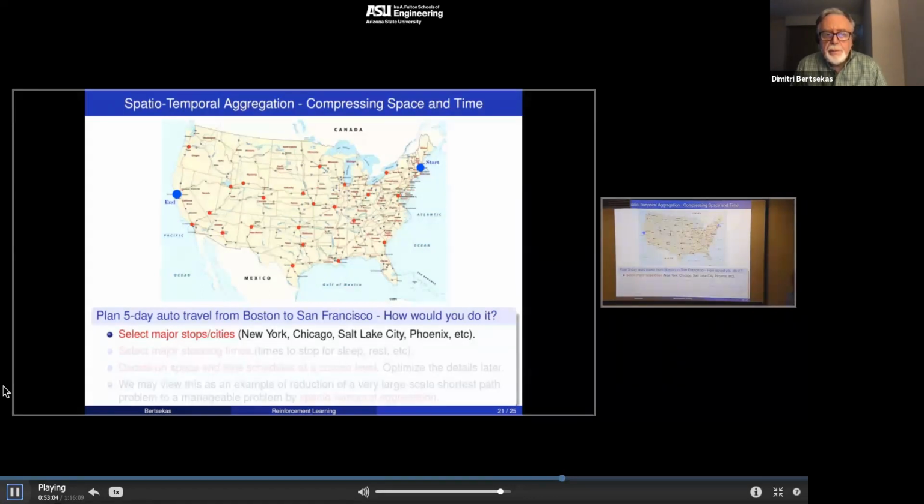The idea is to compress space and time. You haven't heard spatial temporal aggregation before, right? It's because I made it up a couple of months ago.